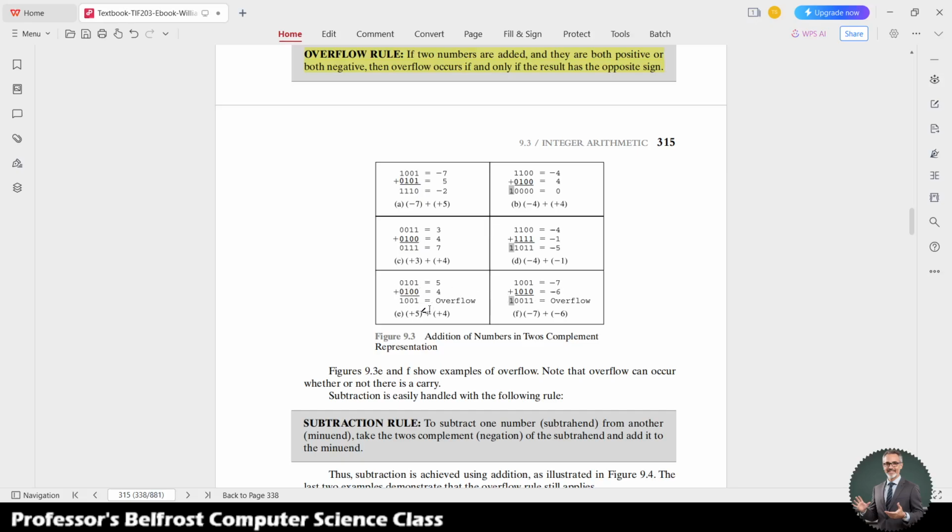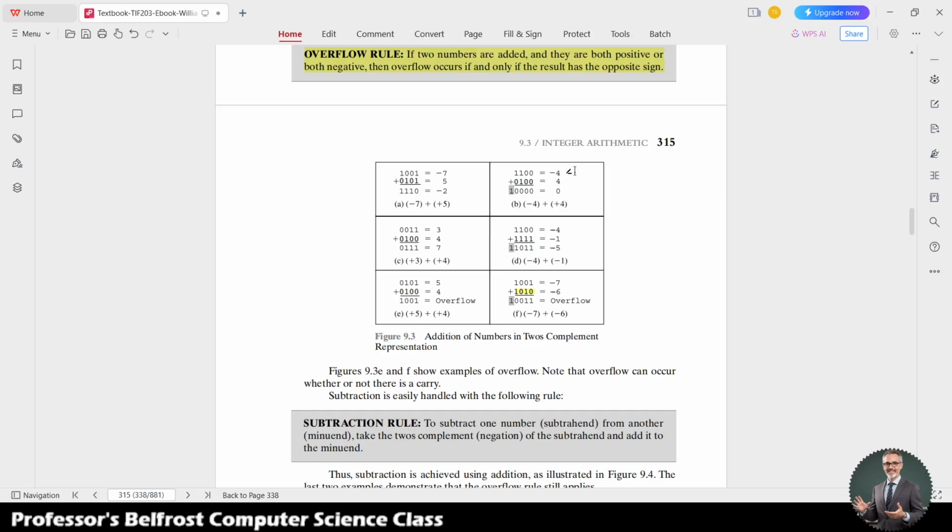do you understand what this actually means? It says this: the result has the opposite sign. When both are positive or both are negative, then overflow occurs if and only if the result has the opposite sign.